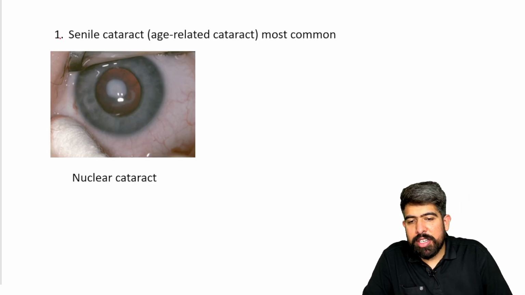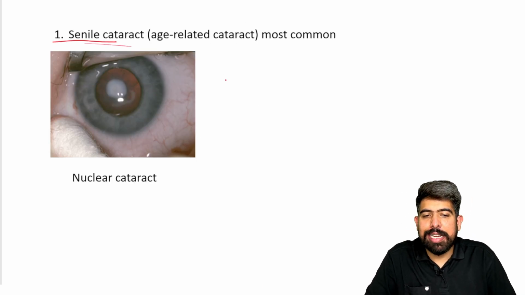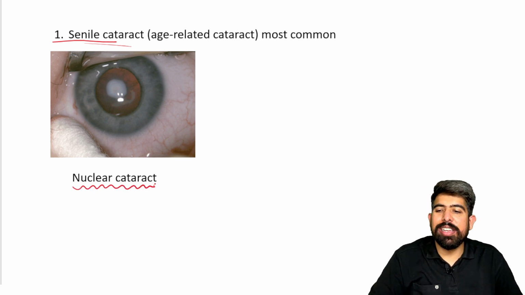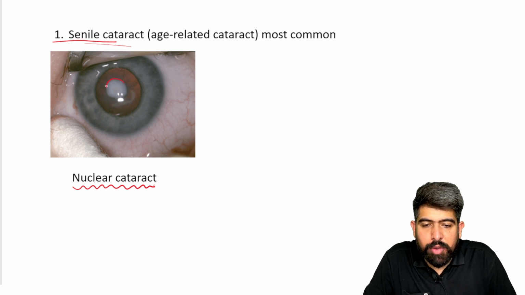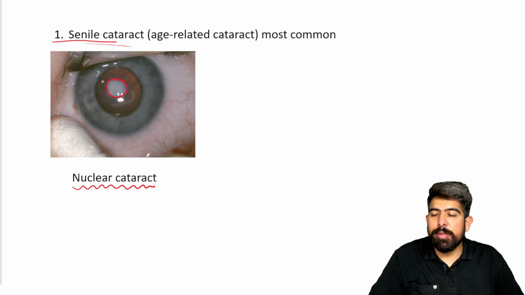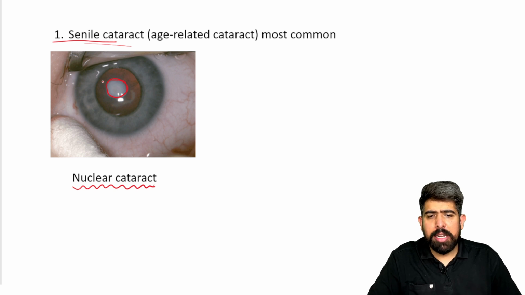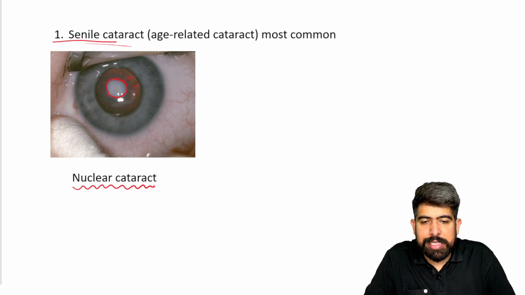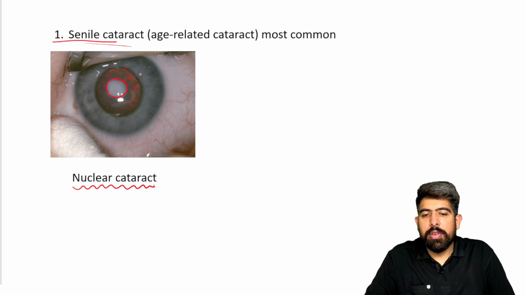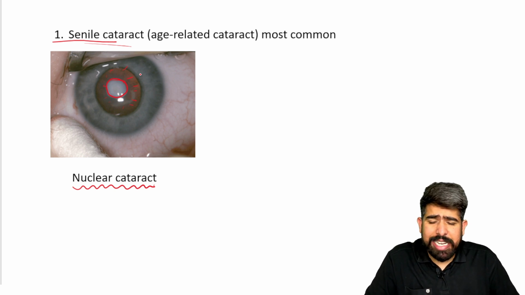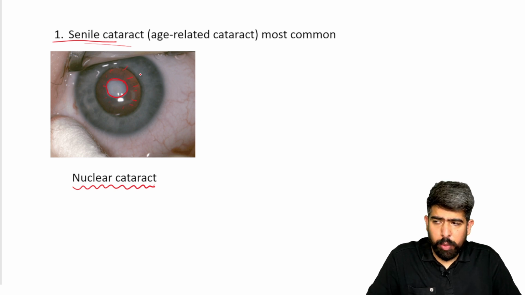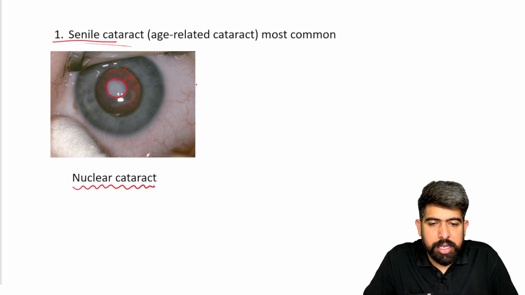Moving forward to the first type, which is senile cataract. In senile cataract, we have the nuclear cataract. The nucleus is in the center of your lens. You can see the clouding will start from the nucleus part only. The cortical part is clear. Just the central part of the nucleus is getting clouded, right?